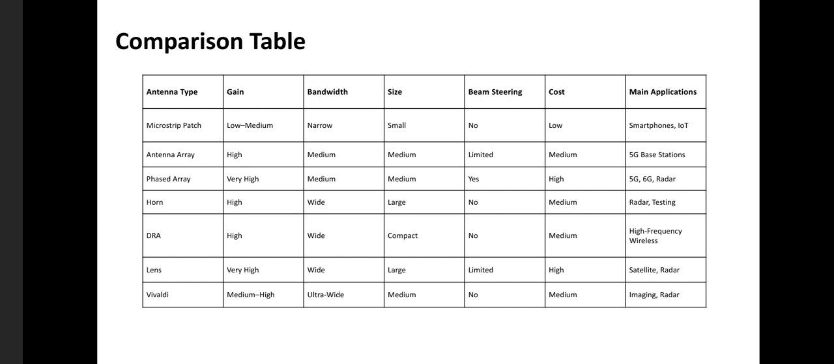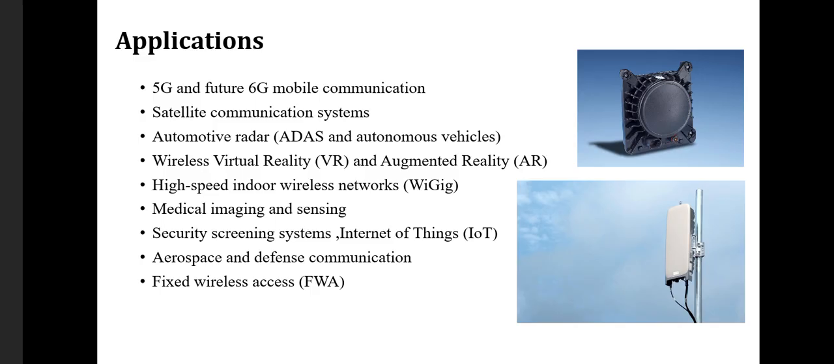DRA, dielectric resonator antennas, are of wide bandwidth and compact size, and the main applications are high frequency wireless. Coming to lens antennas, these have very high gain, wide and large size, and limited beam steering, and the applications are satellite and radar. Vivaldi antennas can be used for imaging and radar. And the main applications of all these antenna topologies are 5G and future 6G mobile communication.